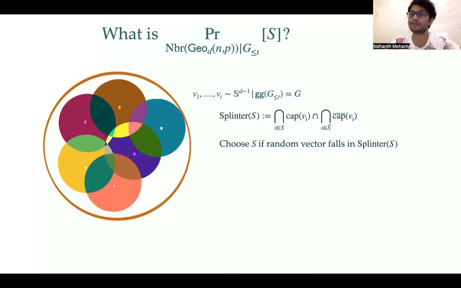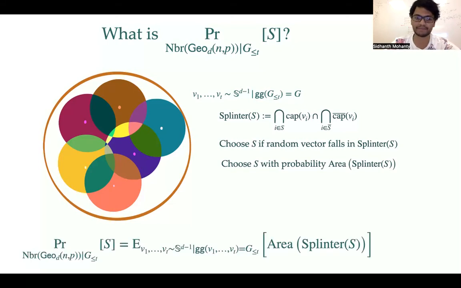Okay, and then you choose a random vector for the new vertex that arrived, Vt plus 1. And you choose the S whose splinter the random vector falls into. In particular, under this process, S is chosen as your neighborhood with probability equal to the area of the splinter of S. Actually, we also randomize over the vectors. So the probability of choosing S as your neighborhood is the expected area of a splinter of S over this distribution of vectors V1 through Vt conditioned on producing G at most T.